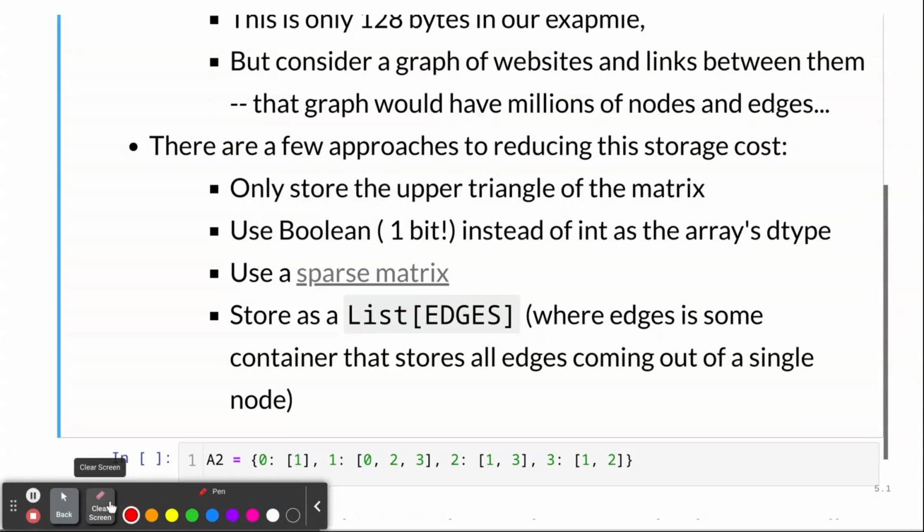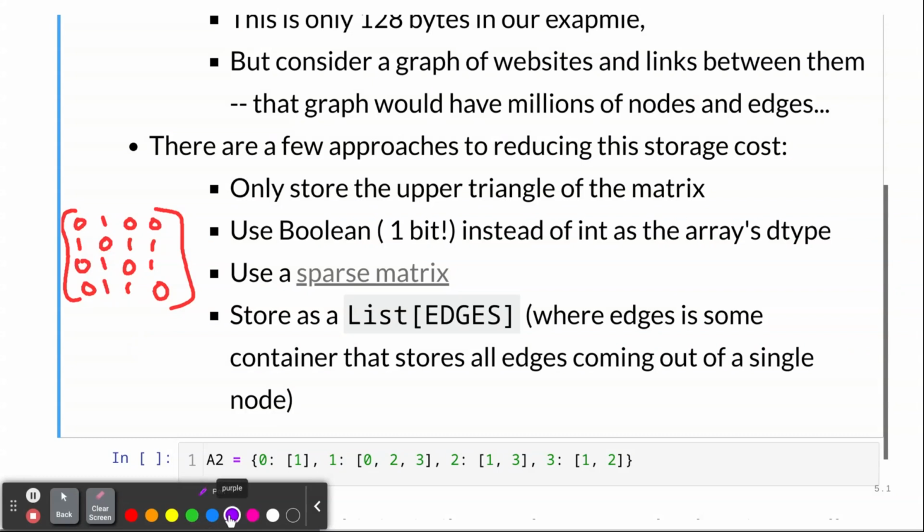So if you remember, we had our matrix here that was 0, 1, 0, 0, 1, 0, 1, 1, 0, 1, 0, 1, 0, 1, 1, 0. So this is a symmetric matrix, and the diagonal is 0. So we stored all 16 of these integers.